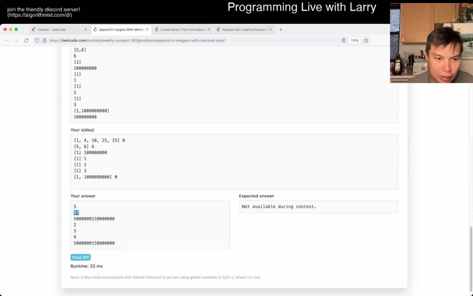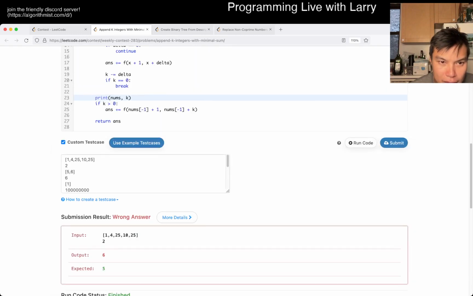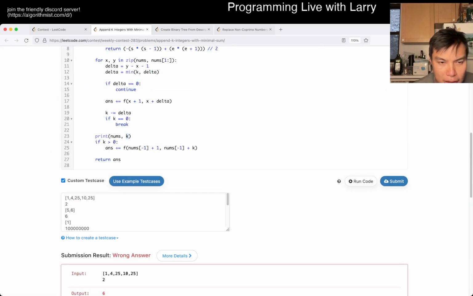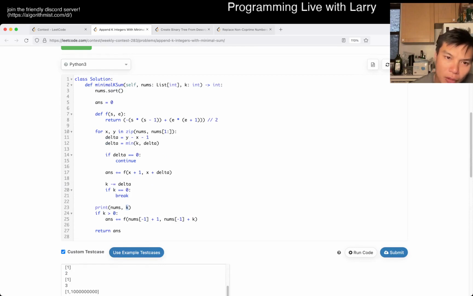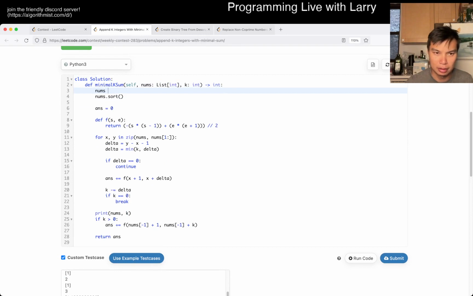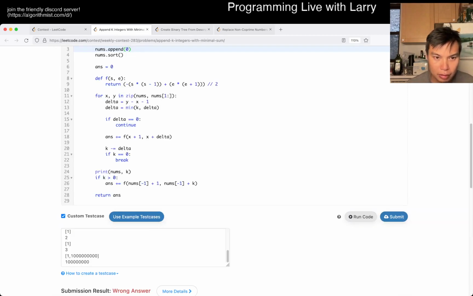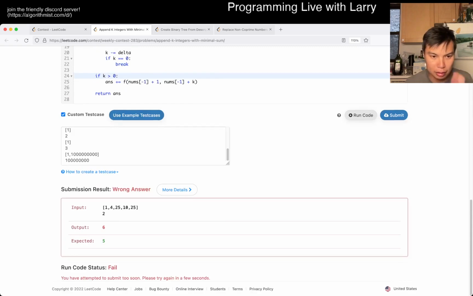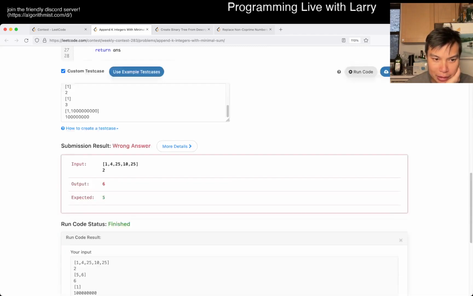Let's see, why am I getting this wrong? 5 and 6. Okay, yep, that's true. 6 is, k left is 6. That's not right. Oh, I don't start from 1. That's why. Okay. Oh, man. Okay. What a yikes. Sweep line that doesn't sweep.